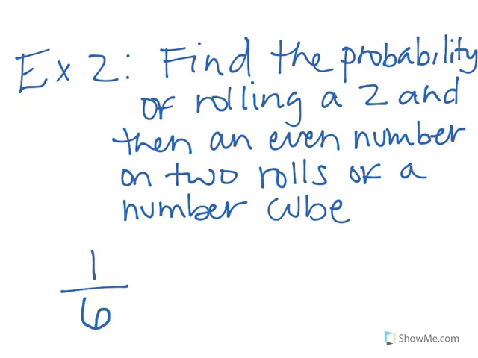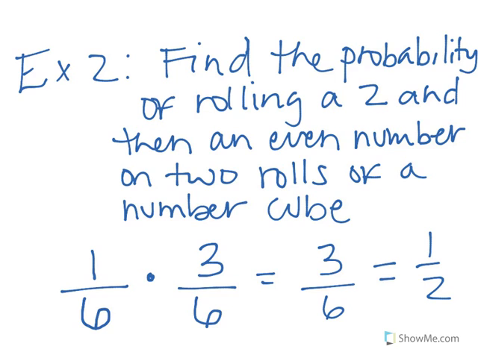And then the probability of rolling an even number. Think of even numbers as 2, 4, and 6 on a number cube, so that's 3 different options out of 6 options total. So I can roll a 2, a 4, and a 6. Those are all even numbers out of 1, 2, 3, 4, 5, and 6 different options. So I'm going to multiply 1/6 times 3/6 to get 3/36, which reduces to 1/12.